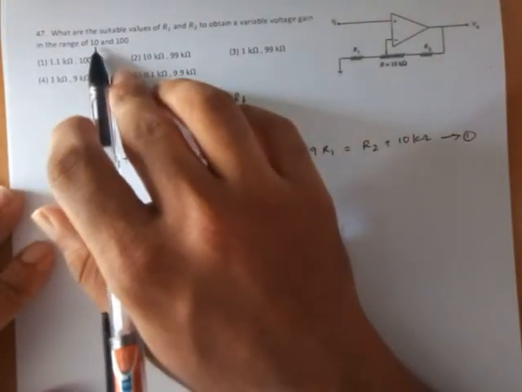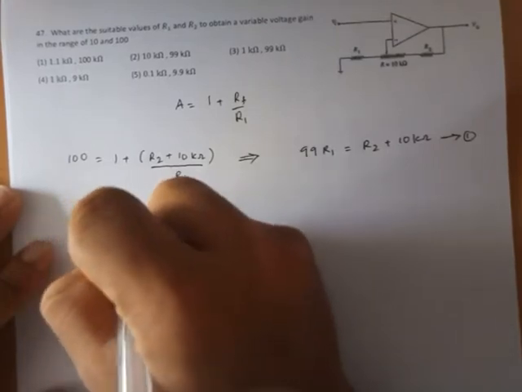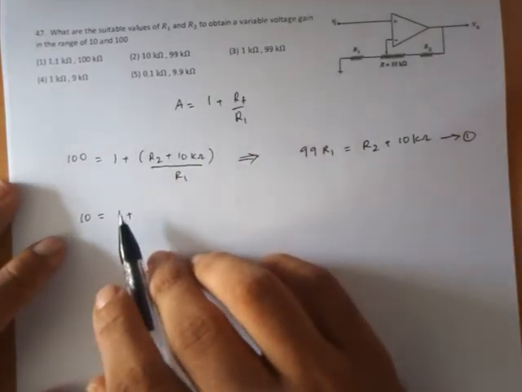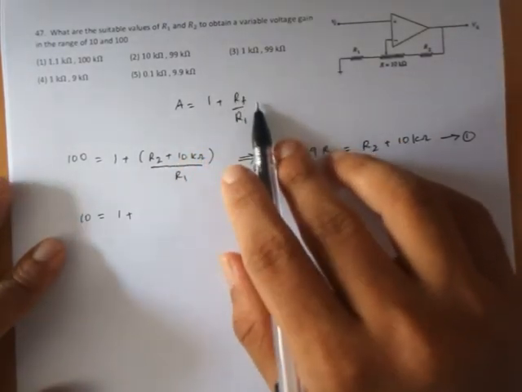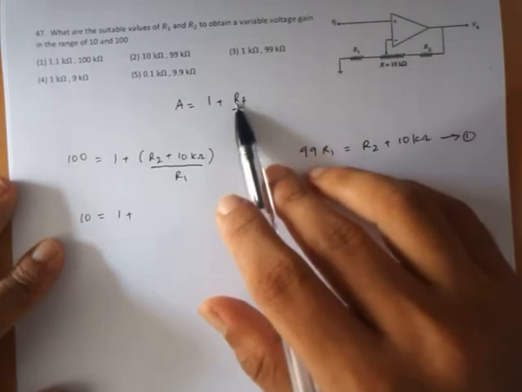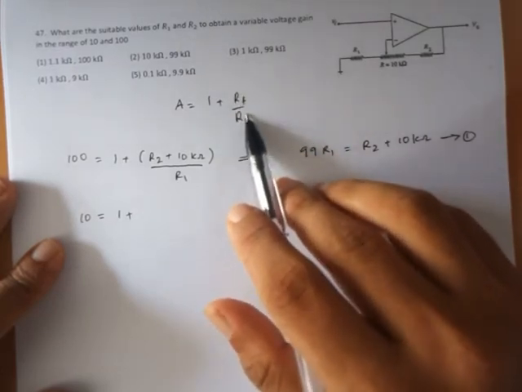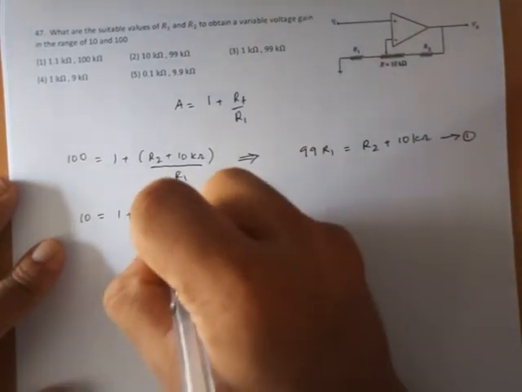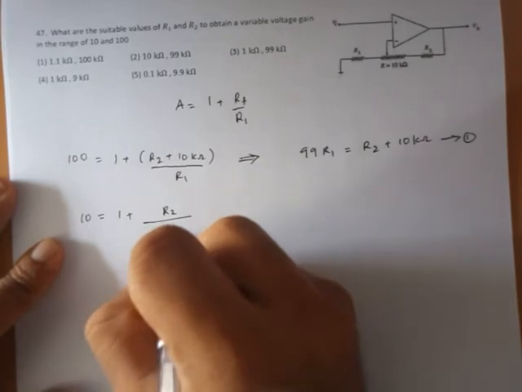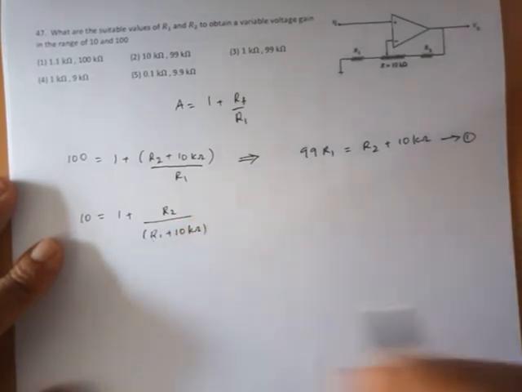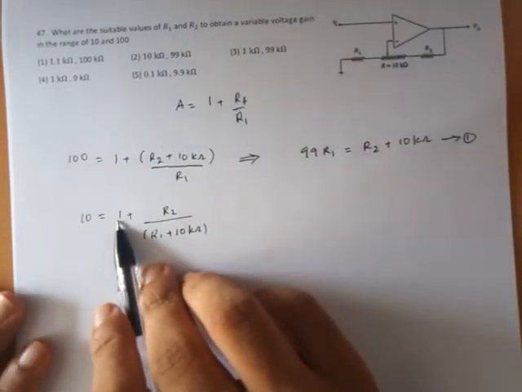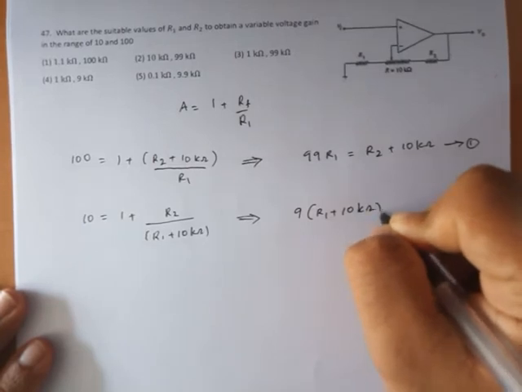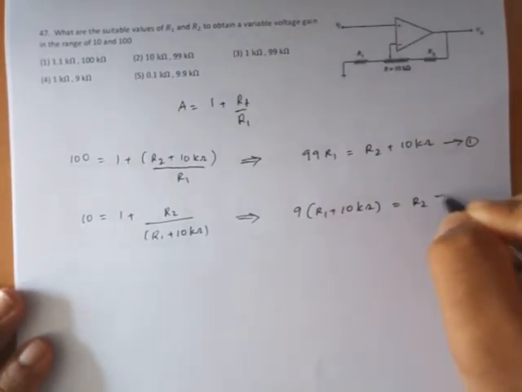Okay, now let's say the minimum voltage gain is 10, so I can write 10 equals 1 plus, now we want the minimum of this value. We know this gets minimum when the numerator becomes minimum and the denominator gets its maximum, so what we can do is take this terminal and connect to this side. So we get R2 over R1 plus 10 kilo ohm. Okay, so 10 minus 1 is 9, so from this we get 9 times (R1 plus 10 kilo ohm) equals R2. This is my equation 2.